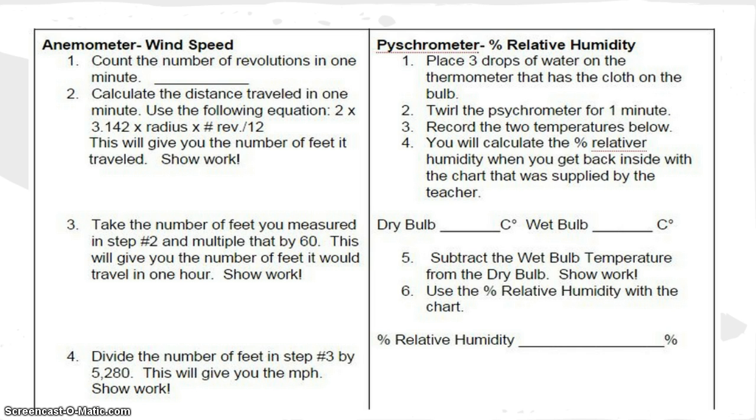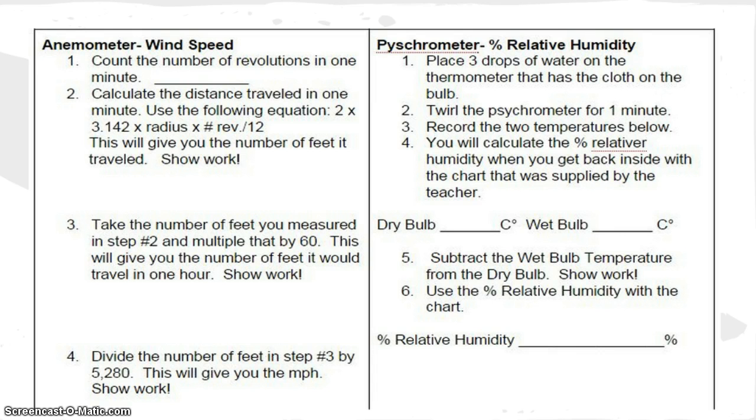Now, the psychrometer is calculating the percent humidity. So you're going to put 3 drops of water on the thermometer that has the cloth on the bulb. That's your wet thermometer. You're going to twirl the psychrometer for a minute. So you'll probably need something to time with. So maybe one of you can have a Chromebook out timing. So you're going to time it for 1 minute. Then you'll record the 2 temperatures below.